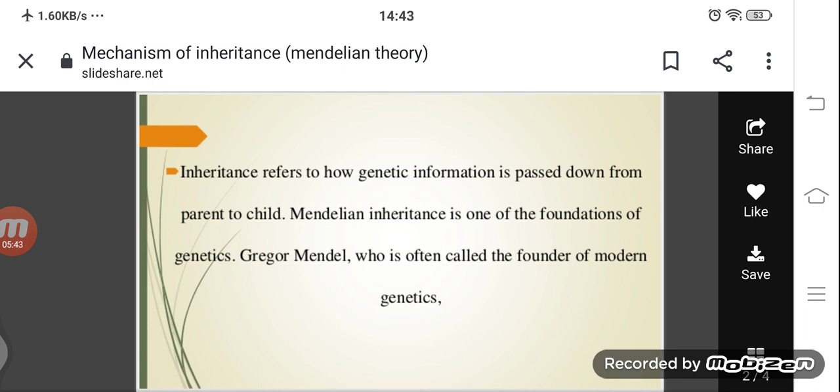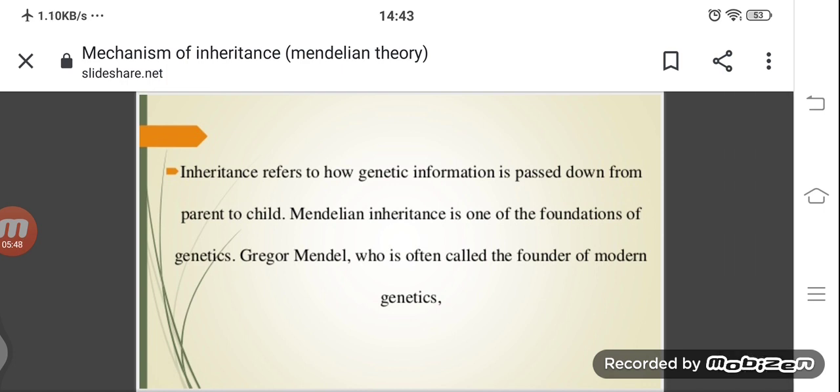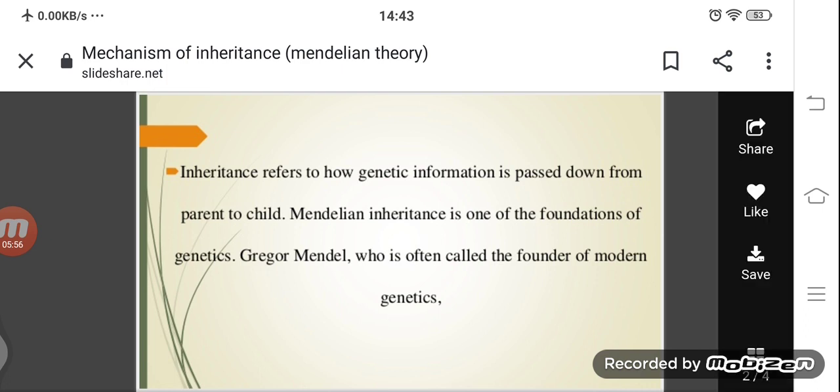How to transfer. Mendelian inheritance is one of the foundations of genetics. Gregor John Mendel is often called the founder of modern genetics. It depends upon this particular topic: how genetic information is transferred from one generation to another generation. Mendel identified this particular situation, so that's why he is the founder of modern genetics as well as the father of genetics. Father of genetics, Gregor John Mendel.